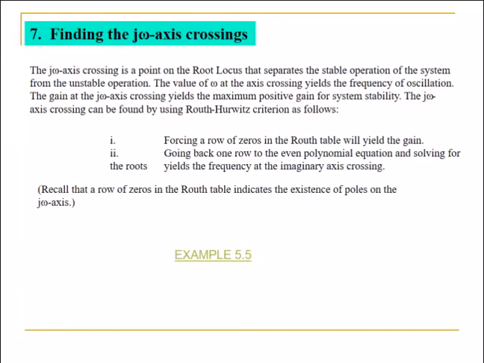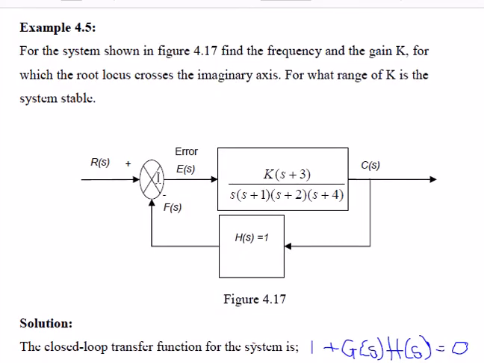Assalamualaikum. Now we continue with part number 3, with step number 7, which is finding the j omega axis crossing. In this step, we need to find what our gain and what our frequency is for the system to be stable. Let's recall the example.